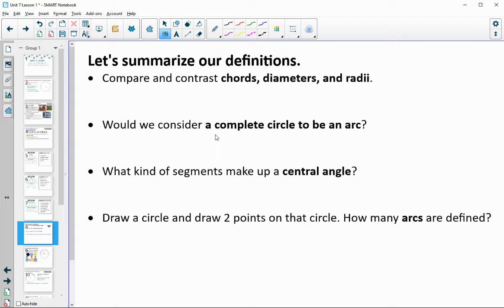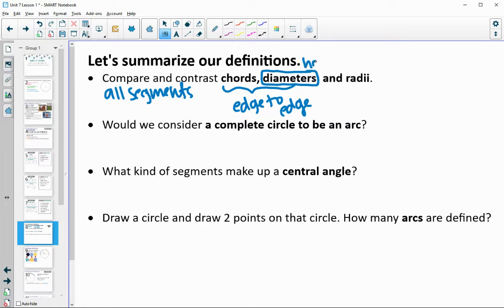All right, so looking at comparing and contrasting some of the things about chords, diameters, and radii. Chords, diameters, and radii are all segments. Chords and diameters both go edge to edge. But a diameter specifically has to go through the center, versus a chord, which doesn't. A chord just goes edge to edge, but it doesn't have to go through the center. So a diameter is a chord, but it goes through the center. And then a radius is not a chord. A radius starts at the center. It's a segment that goes center to edge.